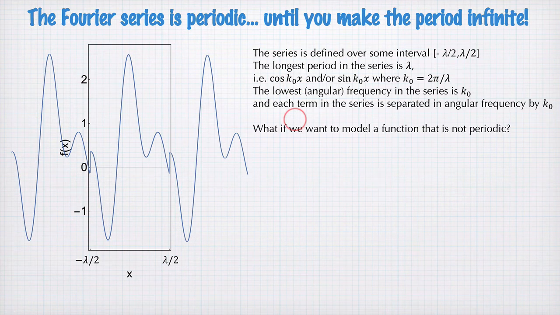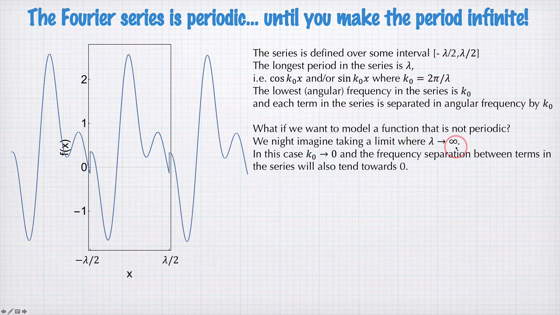So what if we want to model a function which is not periodic? Well, one thing we can do is make this domain longer and longer and longer. If this domain over which we are defining the series becomes infinitely large, then we have a function which is not periodic. So we can imagine taking a limit where lambda tends towards infinity. So in this case, k naught will tend towards 0, because k naught is 2 pi divided by lambda. And the frequency separation between the terms in the series will also tend towards 0.